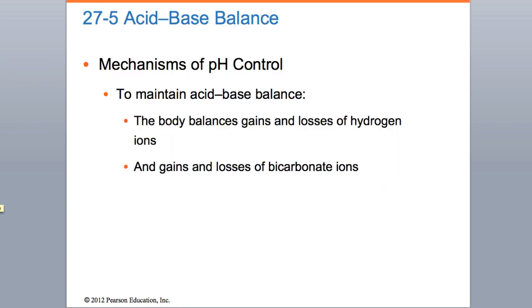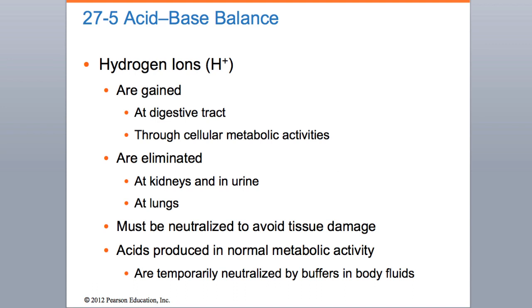Why is it important to maintain the acid balance, and how do we maintain it? Well, we maintain acid balance by gaining and losing hydrogen ions, or by gaining and losing bicarbonate ions. There's only two things: hydrogen ions and bicarbonate ions. Their balance is important.